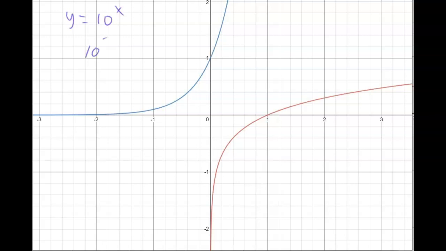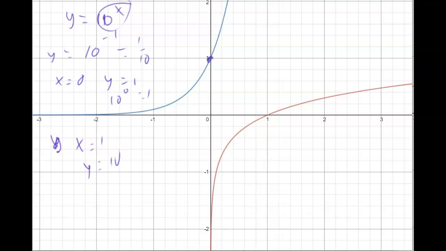If I look at 10 to the negative 1, so when x is negative 1, y equals 1/10. When x equals 0, y equals 1, because 10 to the 0 power is 1. And when x equals 1, y will equal 10, because 10 to the first power is 10. So you can see that here. Here's the point 0, 1.